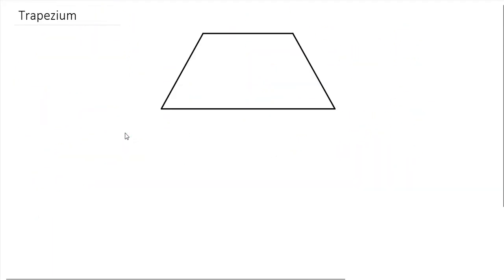Let us now move ahead. Trapezium. Now trapezium is simply a quadrilateral. It is not a parallelogram. It is a quadrilateral in which only one pair of opposite sides are parallel. So this side is parallel to this side. They are not equal in length. Their lengths will be different. And the other two sides will not be parallel to each other. So such a figure is called a trapezium.